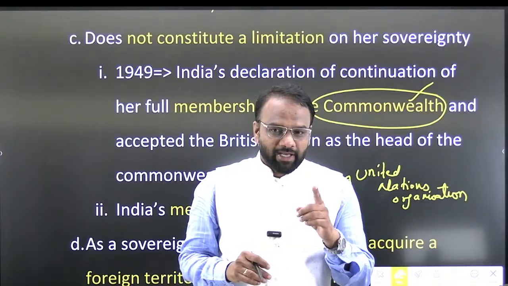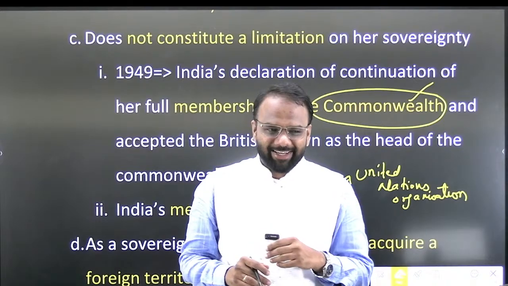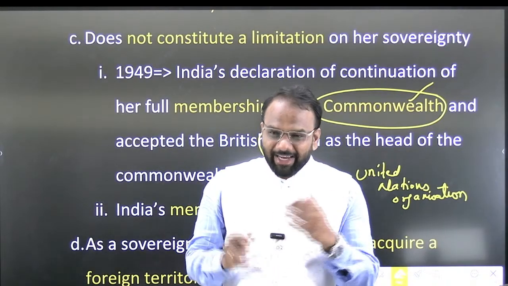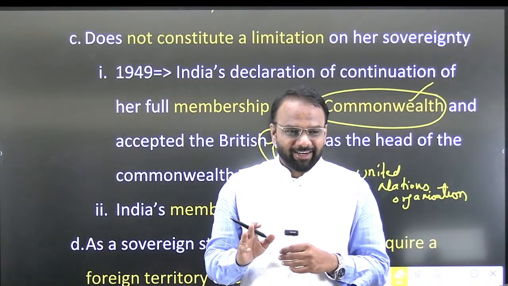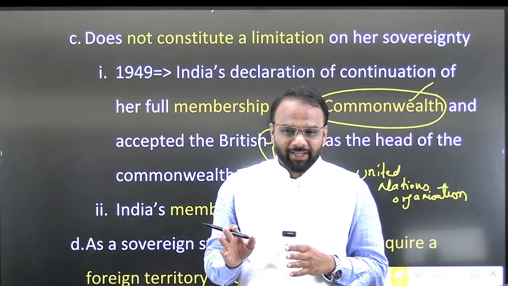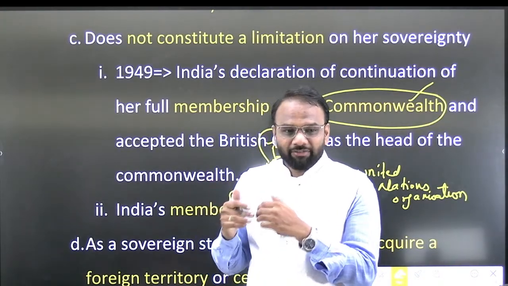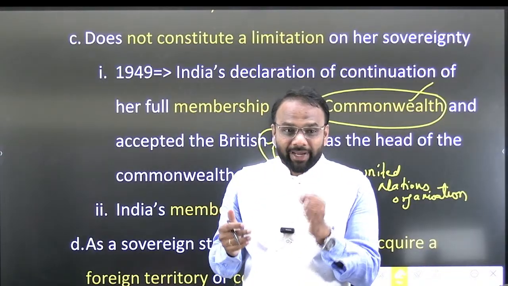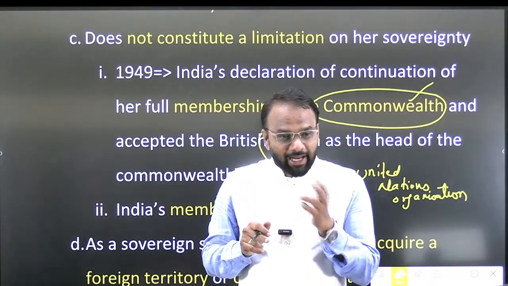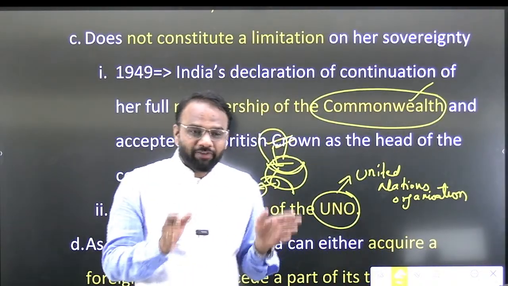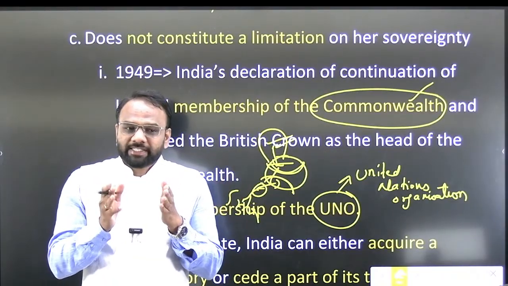Yesterday we have seen there are some limitations on the sovereignty of Parliament. Which are they? Written Constitution, fundamental rights, federal structure, judicial review. Those are in the context of Indian Parliament. Here we are discussing in the context of the Indian state. So when it comes to sovereignty of Parliament, there are limitations. But when it comes to sovereignty of India, there are no limitations. India is a completely sovereign state.